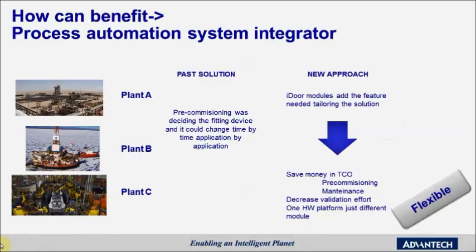Before, we were doing a lot of pre-commissioning, meaning we were able to do it, but we needed to verify in the field what was going on. But now, with the modular approach, we can save money on the TCO, the total cost of ownership, both in pre-commissioning, meaning in the analysis when we are asked to provide an automation system, and in maintenance, because the hardware is always the same. We are just adapting it in an easy way. So one hardware platform that can be adjusted every time where needed.